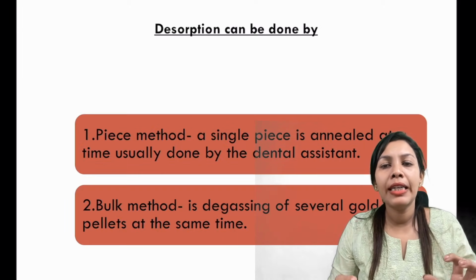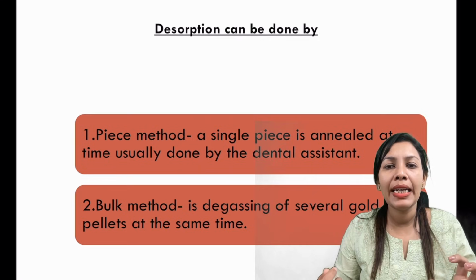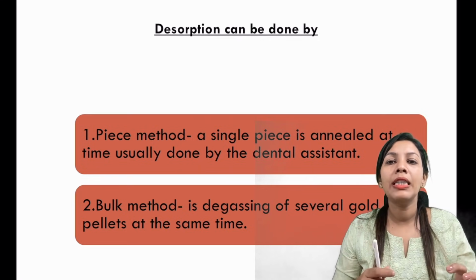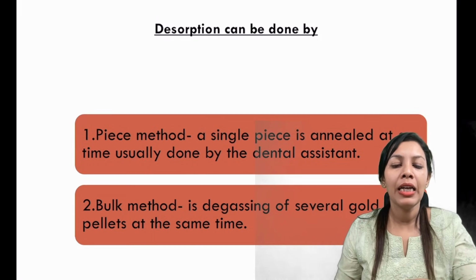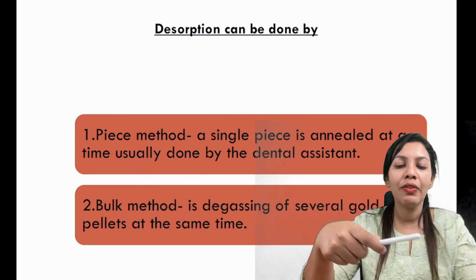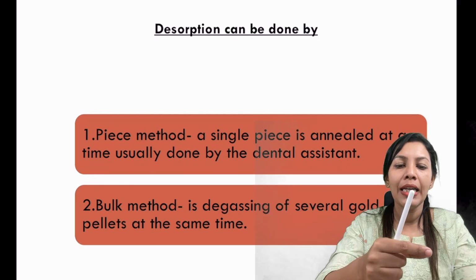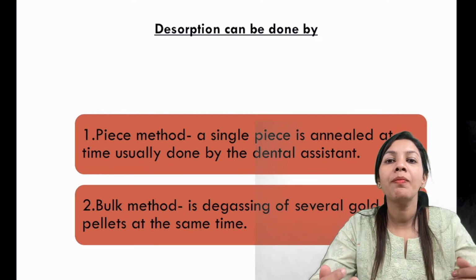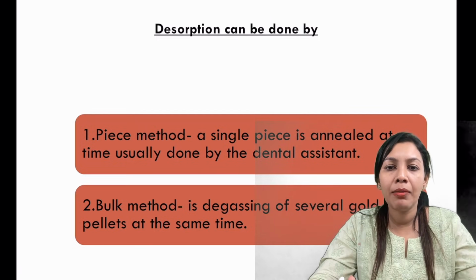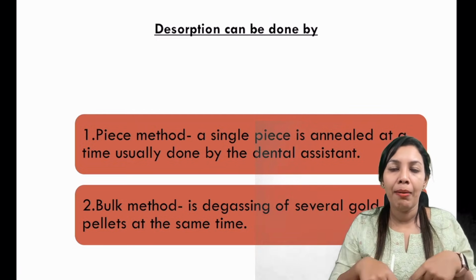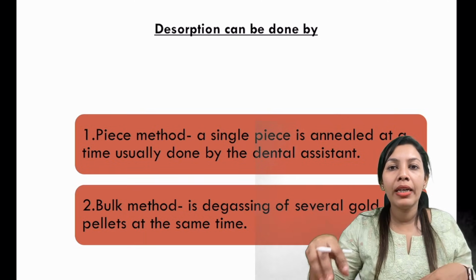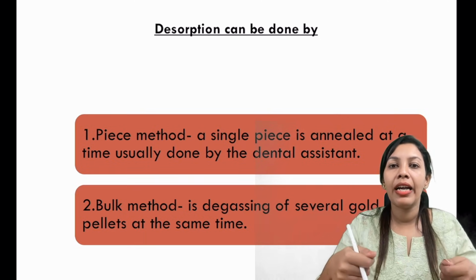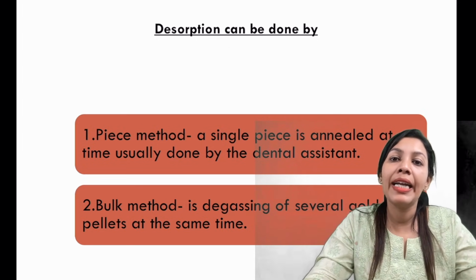So desorption, or degassing, or annealing can be done in two methods. One is the piece by piece method. Piece method means there will be a gas flame. That flame will be applied to each piece, and it will heat up and remove the excess gas. Bulk method means there will be a tray. So we'll be placing all the gold in that and inserting it into the annealing machine.